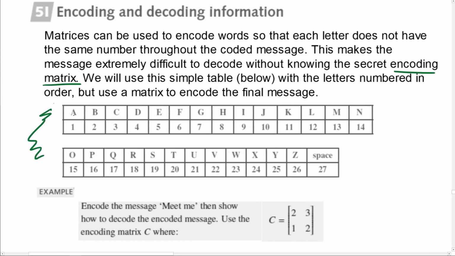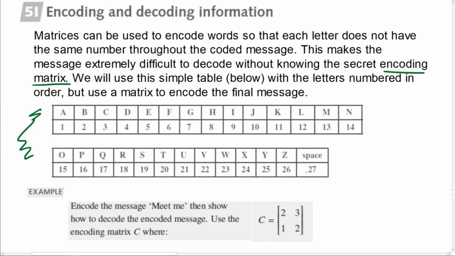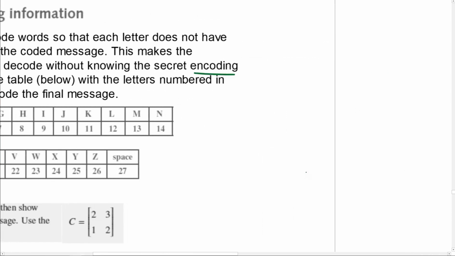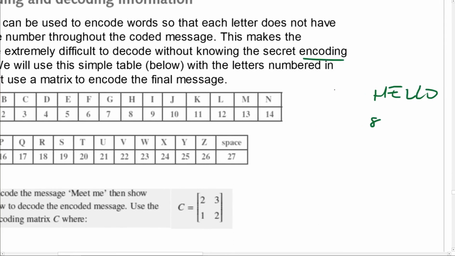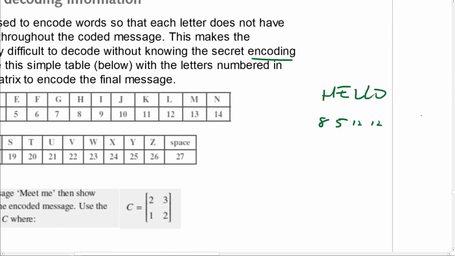In this table, we can see that the letter A is represented with the number 1, B is represented with the number 2, C is 3, D is 4, and so on until you get up to Z. And spaces are represented with the number 27. So whenever I write a message, say for example, hello, that message would look like this. H is 8, E is 5, L is 12, so two 12s, and the letter O is the number 15. So that's my message: 8, 5, 12, 12, 15.